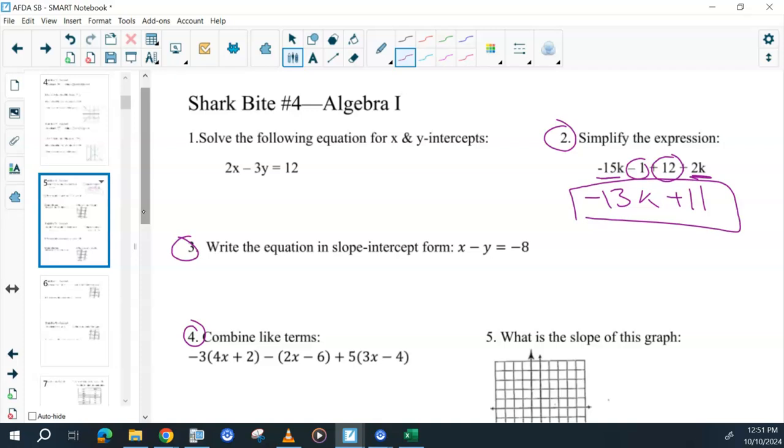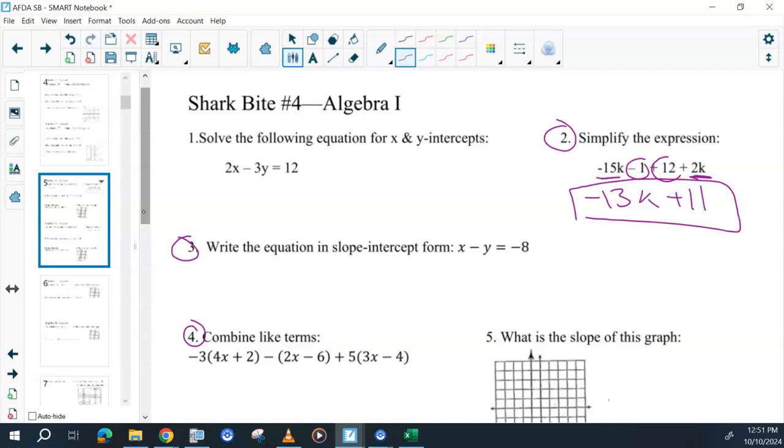Make sure you're writing your work and answer on your shark bite answer sheet. Do we have questions on that one? Negative 15 plus 6. And then negative 1 plus 12.